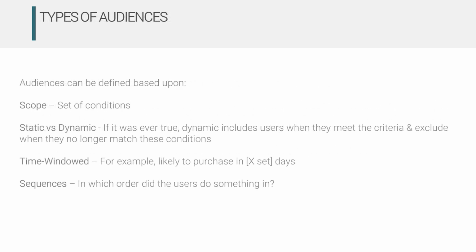There are a few different types of audiences that can be defined, so I think it's important to know the difference. You've got scope audiences, which are just based on a set of conditions. So for example, they did this, they did that, they did X. You've got your static versus dynamic. If it was ever true, then the dynamic includes users when they meet those criteria and excludes them when they no longer meet those criteria.